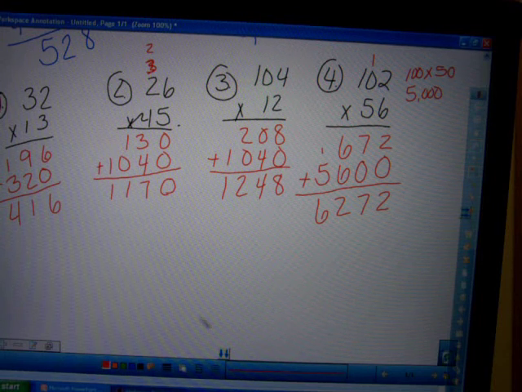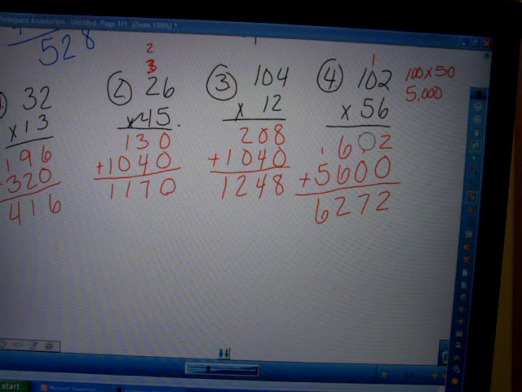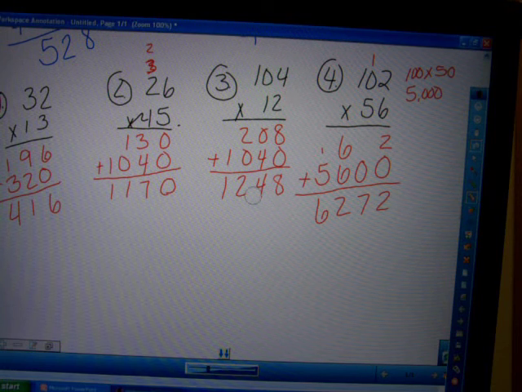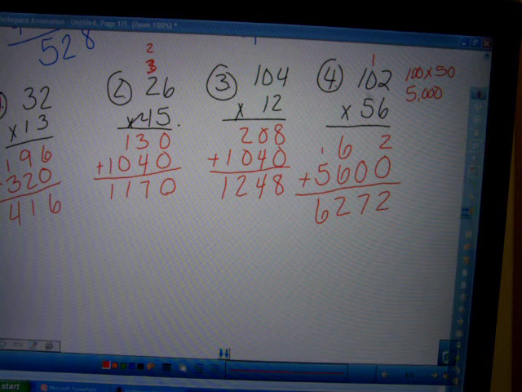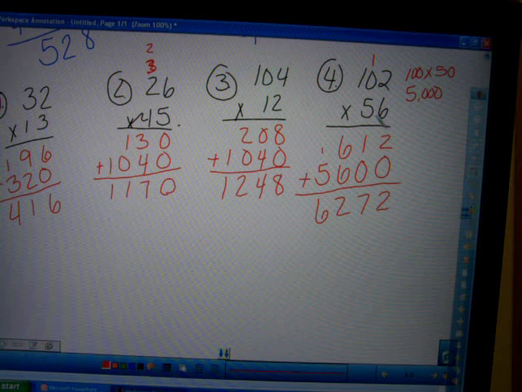Oh, I know what I did wrong here. Hold on. 0 times 6. Hopefully you caught it, because I didn't catch it. 0 times 6 is 0, plus 1 is 1. And then that's 6. Okay, so now I get 612.